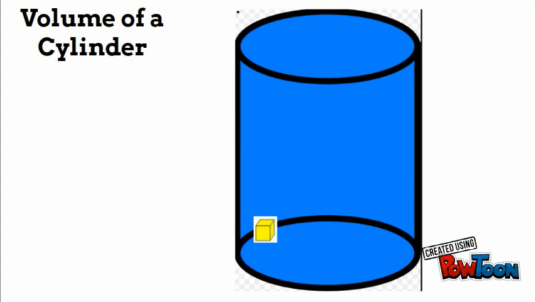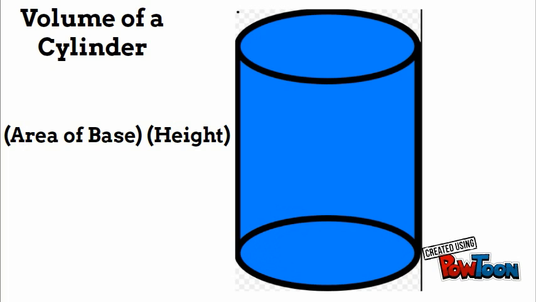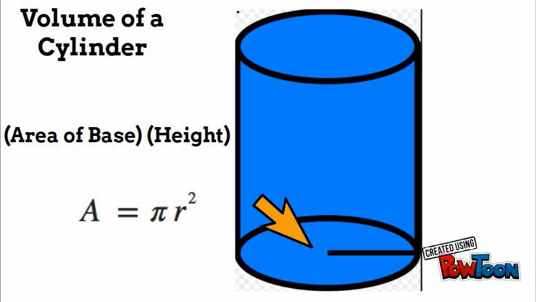So volume of a cylinder, if I tried to do the same thing of filling it up with unit cubes, we'll see cubes don't really fill up a circle very well. So I've got to apply this concept of area of the base times the height to find the volume. Well, the shape of the base of a cylinder is a circle. So to find the area of a circle, we do pi times radius squared. So any time you're dealing with cylinders, you'll almost always need to know the radius.